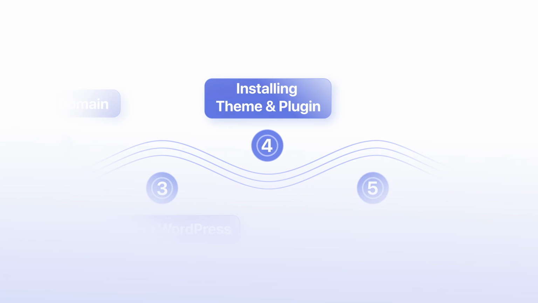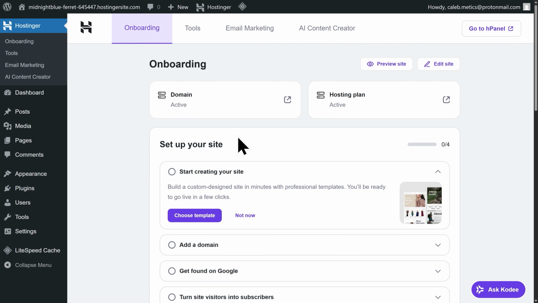Next, we're going to move into step 4, where we'll install our theme and plugins and load in a template for the website. But before we do that, we need to quickly understand our WordPress dashboards. Whenever you sign up with Hostinger, you actually get 2 different WordPress dashboards. Right now we have the Hostinger WordPress dashboard selected, and you can tell that here on the left-hand side.